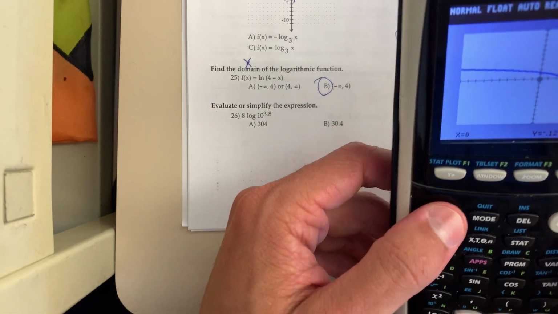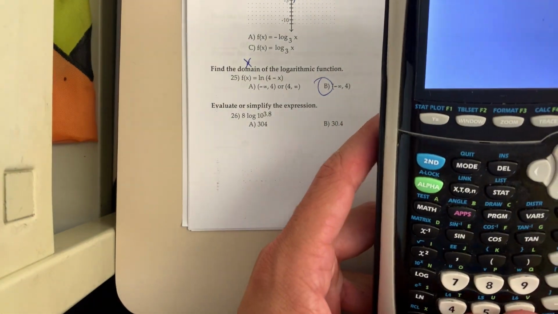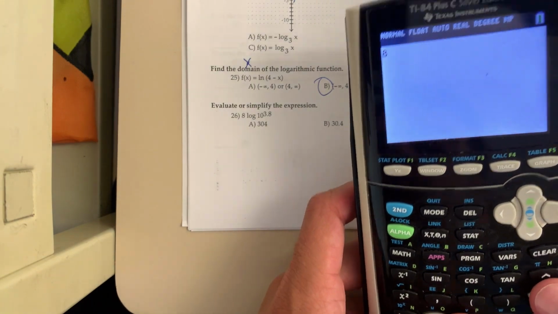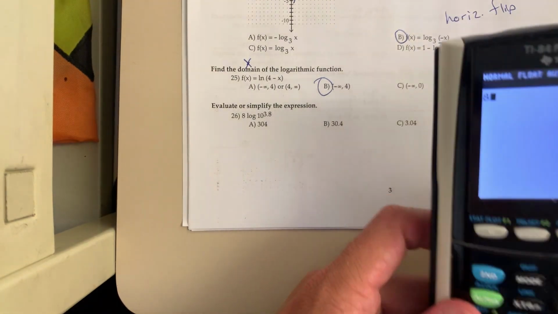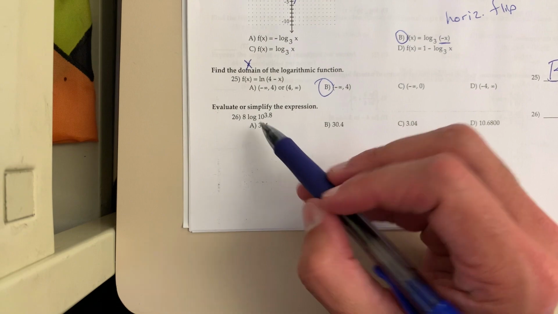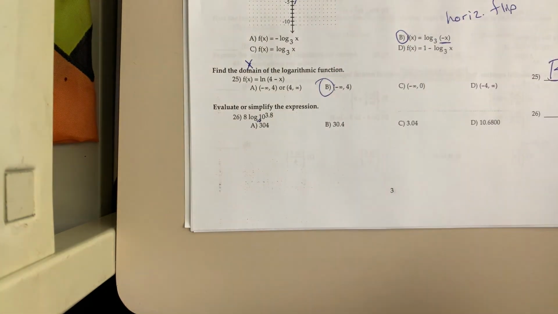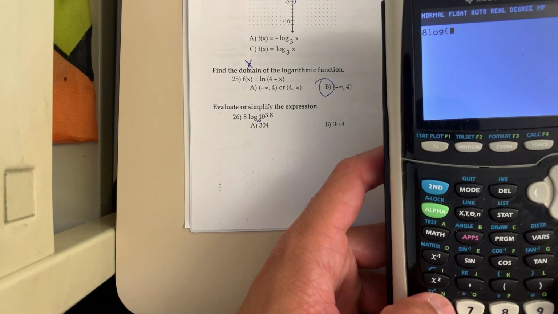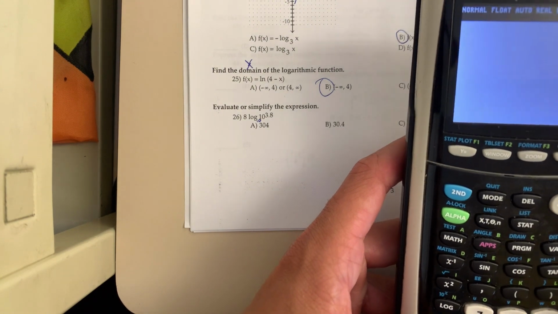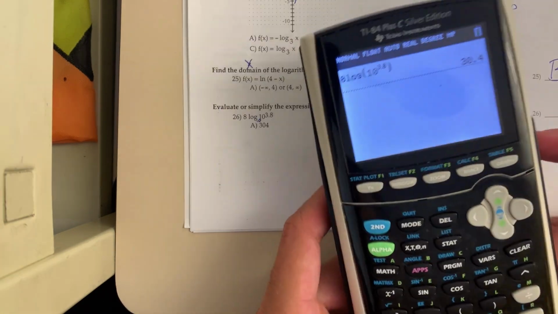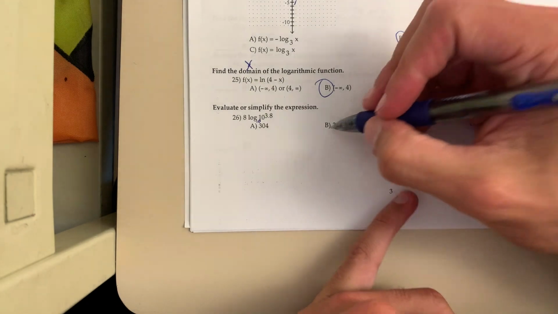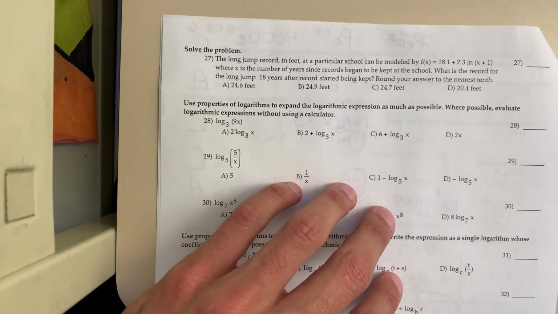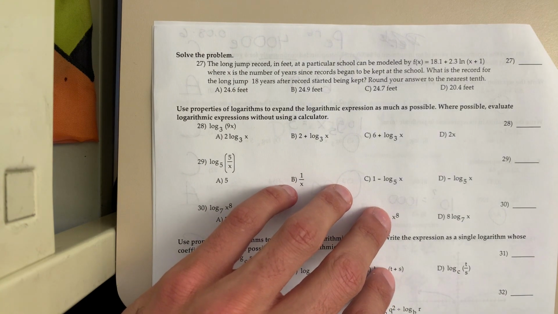So again, this is another one where a calculator can come in handy. There are ways to simplify this without it, but again, it can be hard to tell. This would be a common log with a base of 10. But let's just go in the calculator: 8 times the common log of 10 to the 3.8 power. And so we get about 30.4 B. So now looking at 27, this is another one where we're just going to end up being able to throw this all in the calculator.